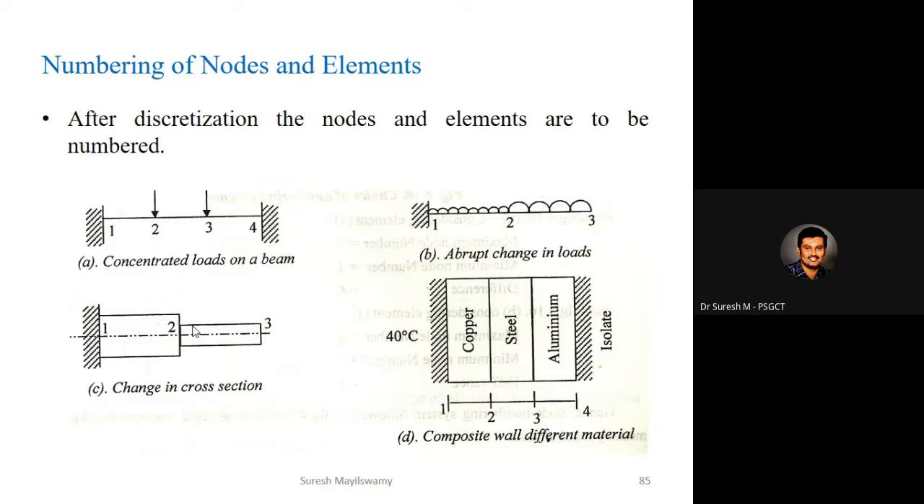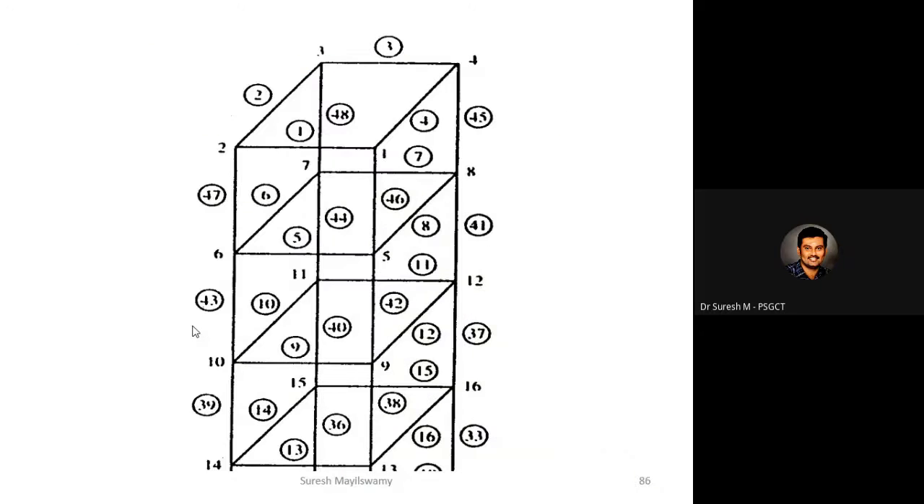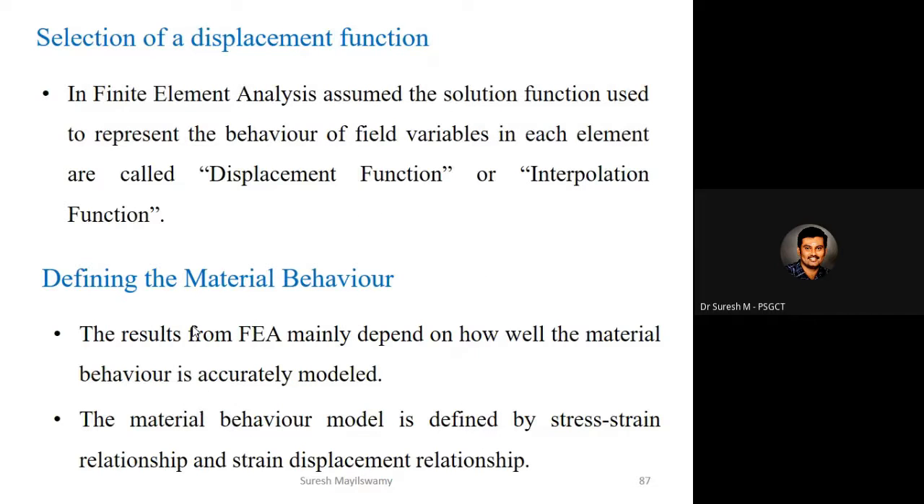And the fourth diagram shows a composite wall of different materials. So there are 3 different materials used here: copper, steel and aluminium. So because of the 3 different materials, 2 different nodes are introduced in between. And these are some examples for a single node element.